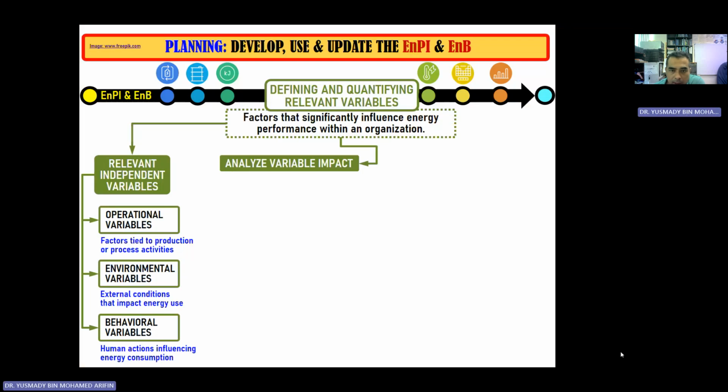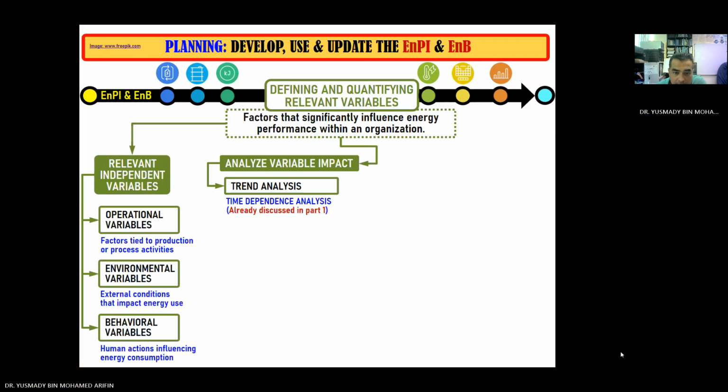Next, in terms of process, analyze the variable impact. We can use trend analysis, which refers to the time-dependent analysis. The time-dependent analysis we already discussed in part number 1, chapter number 5, part number 1. So time-dependent analysis has limitations. It is difficult to identify why certain trends occur.